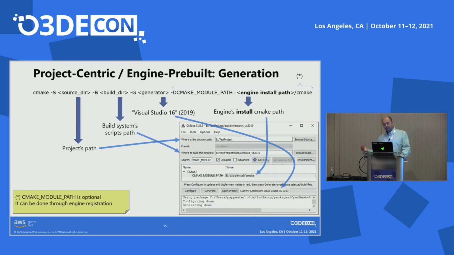And again, you can also use registration, and that is the recommended way. So you can actually go register the engine that is in that install path, and then go to your project and just say, I'm going to use that engine, and just make sure that you match the names of them.